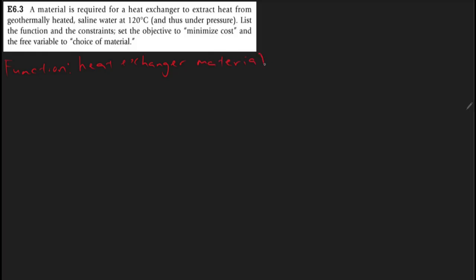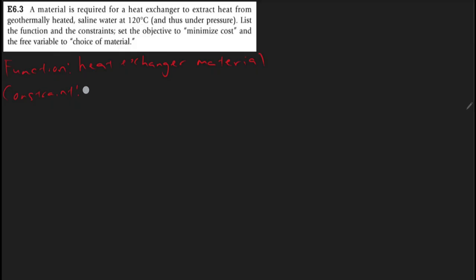So that's what we're looking for, a heat exchanger material. Then next, whatever we are trying to get towards, the constraints. So the constraints are, if you're reading, a material is required for a heat exchanger to extract heat from a geothermally heated saline water. So a material that will be dipped inside saline water, that's salt water, at 120 degrees C, to extract heat from it.